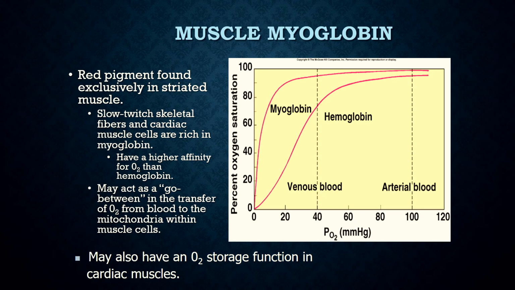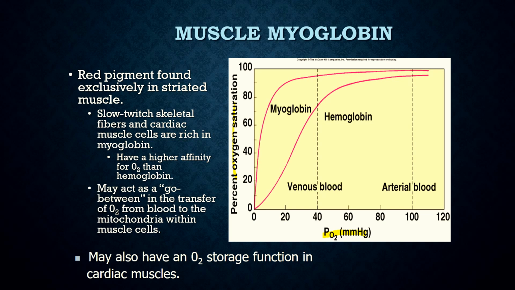So the partial pressure of oxygen in the mitochondria is very low because oxygen is incorporated into water. And this also might serve a role in oxygen storage function for cardiac muscle, where in diastole, myoglobin loads with oxygen, but then in systole, the oxygen is released. And so here in this image, we have the percent of oxygen saturation on the y-axis, and then the partial pressure of oxygen on the x-axis.